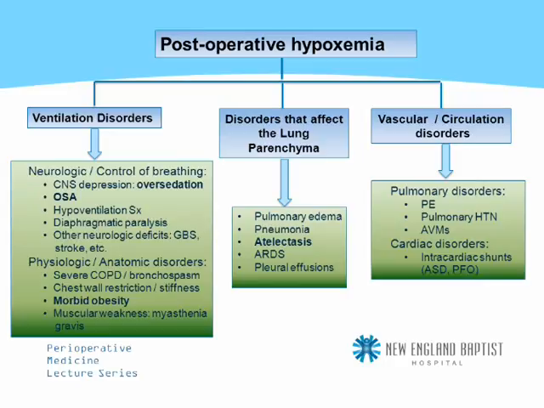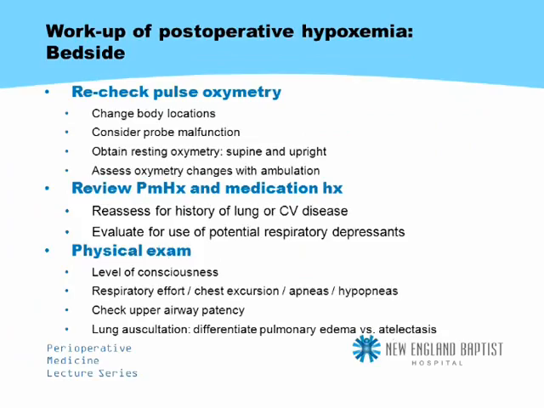So this is something that would normally be known before surgery, but can be diagnosed afterwards. So I like this division of ventilation, lung parenchyma, and circulation, just to go through the differential diagnosis. So when we get called to see somebody with hypoxemia, what should we do?